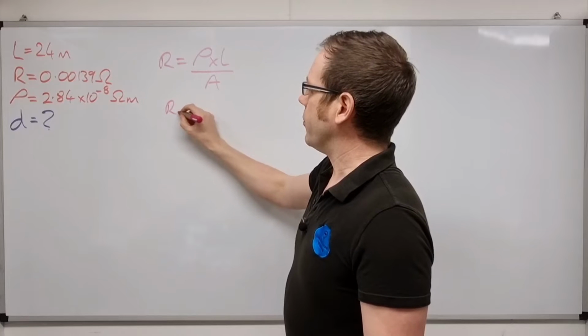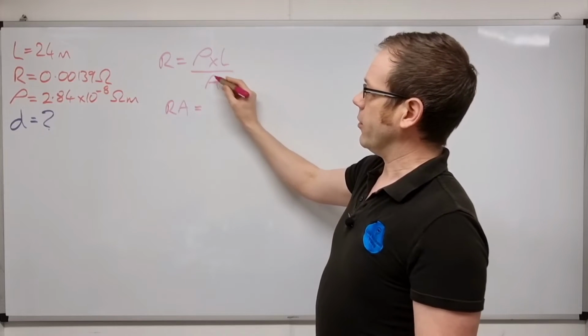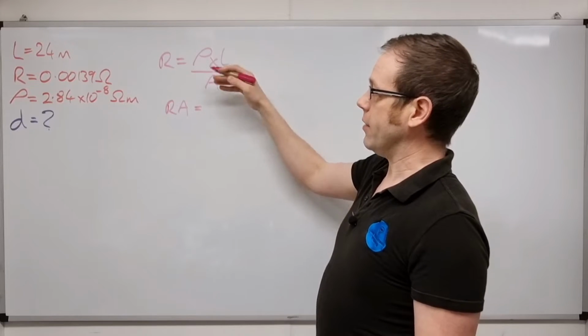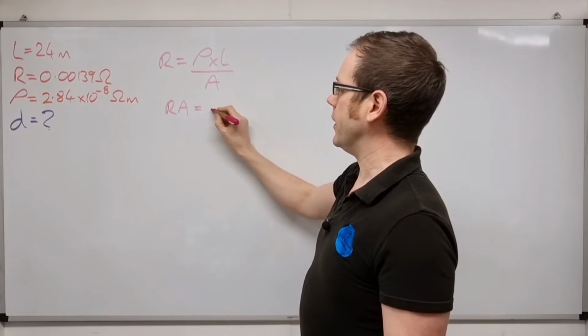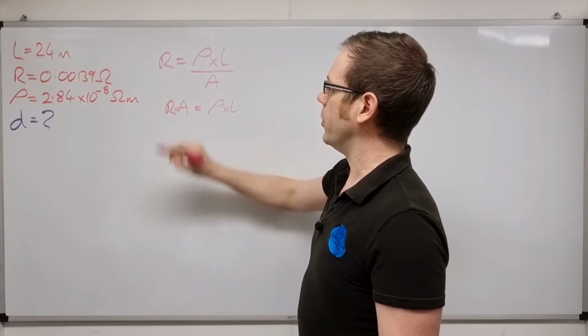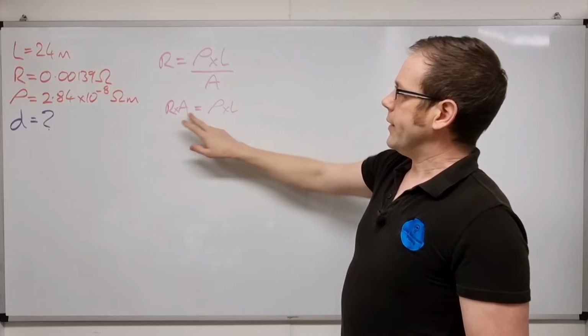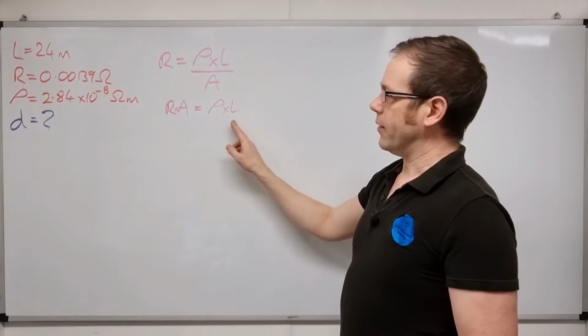On this side, we end up with R times A is equal to, and on this side, because we've divided by A but then multiplied by A, it's disappeared, and we're left with rho times L. I've been very inconsistent there, so I'll put a multiply there just to keep consistency. So RA is equal to rho L.